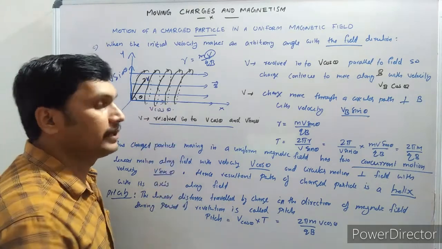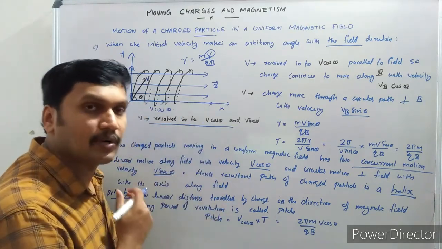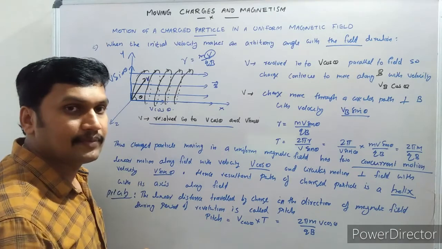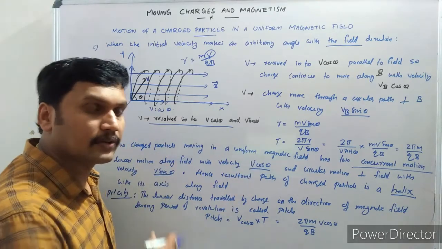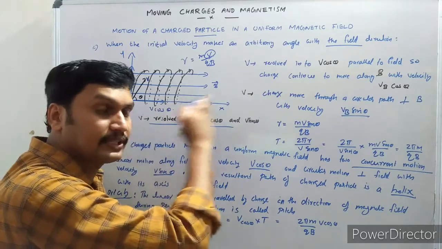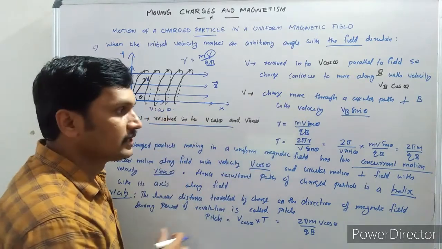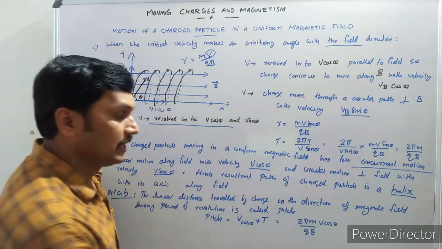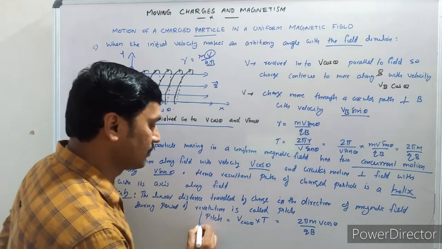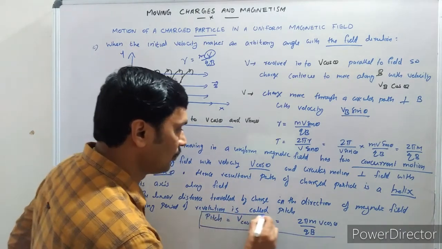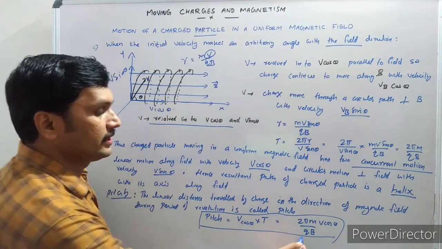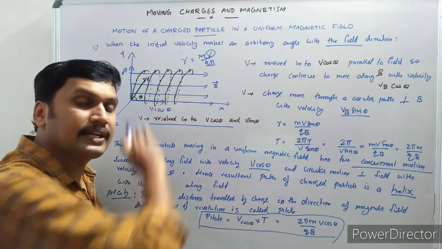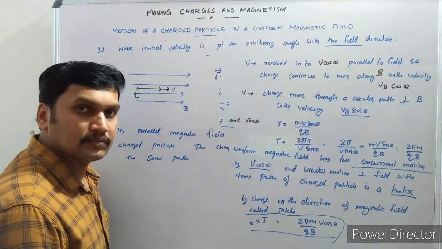We already found the period of revolution, the time taken to complete one circular path. That is equal to 2 pi m by qB. So within that time, what is the linear distance covered? What is the linear velocity? The velocity in the direction of the magnetic field is v cos theta. So the time period into velocity gives the distance. So the linear distance is known as pitch. Pitch is equal to v cos theta into T. T is equal to 2 pi m by qB, so pitch is equal to 2 pi m v cos theta by qB. That is the pitch of the helix.